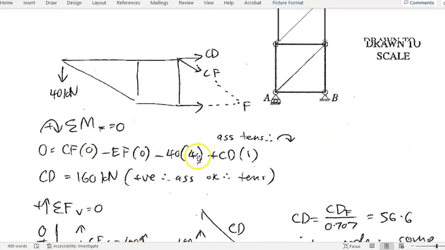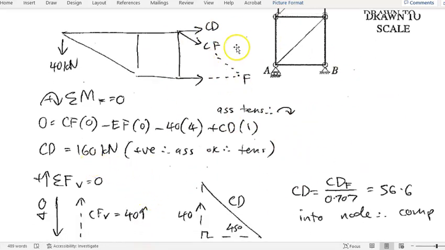So the 40 is 4 units away. It's going anti-clockwise, so it's negative. CD is going clockwise, therefore it's positive, right? We've assumed tension, and if it's tension, it's going to be going clockwise about F. So 40 is 4 times away from CD, so CD is going to have to be 4 times bigger in order to balance it. In my head, I can see straight away it's 160 and it's going to have to be tension. I don't need any calculators.